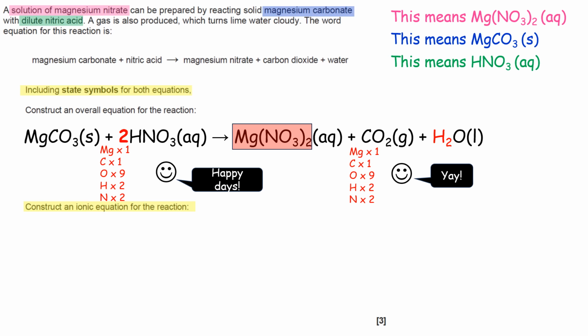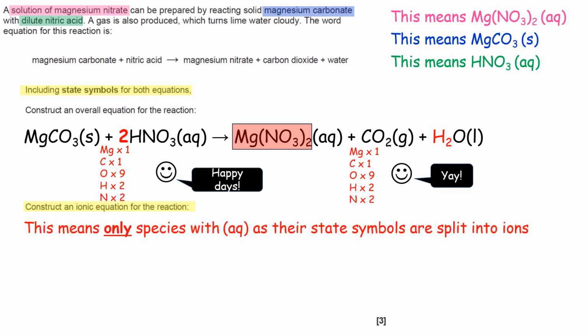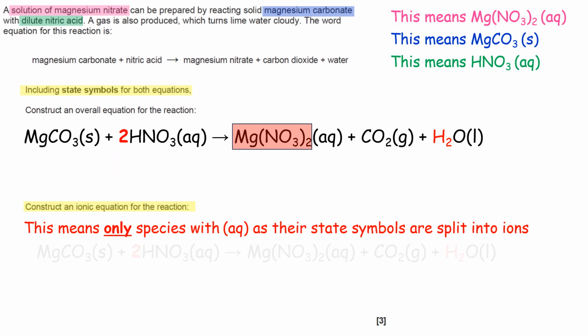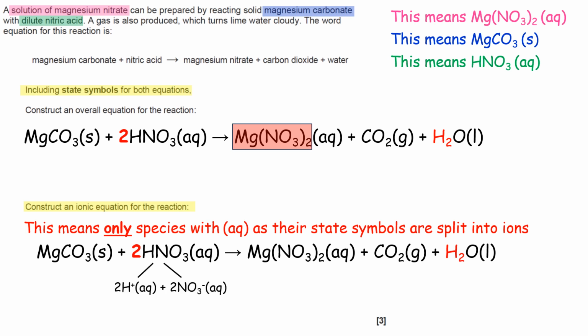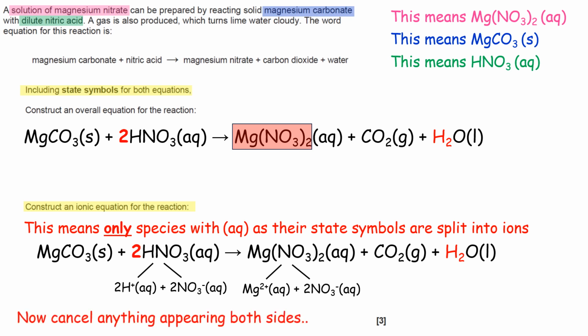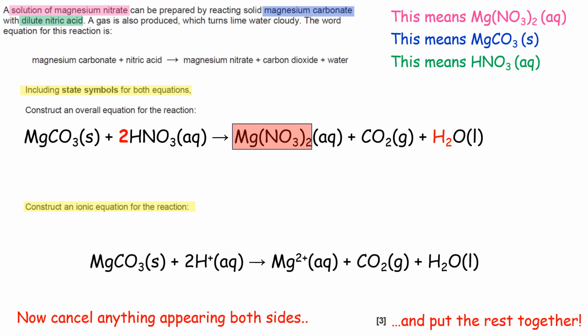So the next thing to do is to construct our ionic equation. Now remember, only the species with aqueous ions are changed. Everything else is kept the same. So we split anything with aqueous after it into its constituent ions. Putting the equation down at the bottom, you can split the HNO3 into two H+ and two NO3-. You can split the magnesium nitrate on the right-hand side into Mg2+ and two NO3-. Now you cancel anything appearing on both sides, so that's obviously the nitrate ions. Everything else can be grouped back together again, and that gives you this. You can do a quick check and see that we're still balanced for species.